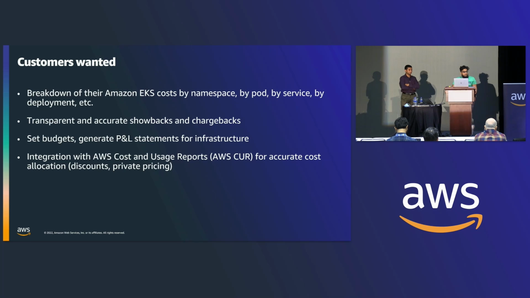They want this to be transparent and fair, right, for how teams are getting billed across their infrastructure. They want to be able to set budgets, alerts, and generate basically profit and loss statements for infrastructure. And they want it to be accurate, right? They want it to actually reflect what they're paying Amazon for their network costs, for the actual nodes, and things like that.